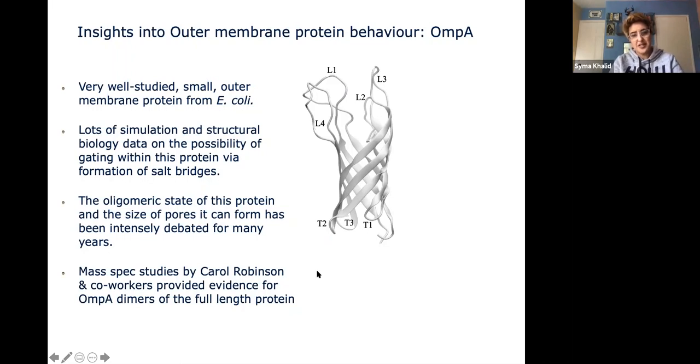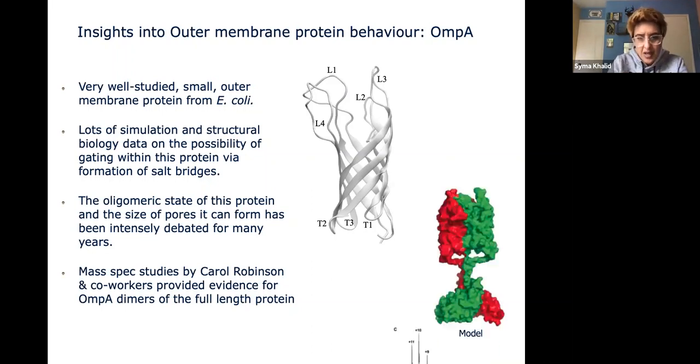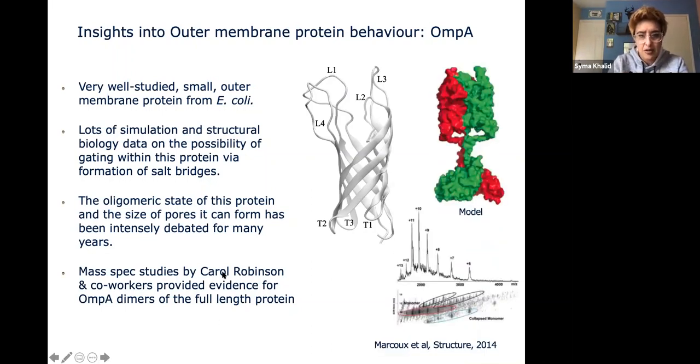It turns out that despite it being studied a lot, there is some controversy in the literature of what its oligomeric state is in vivo. Is it a monomer? Is it a dimer? And indeed, there are still arguments out there for higher oligomers. Our collaborator at Oxford, Carol Robinson's group, did some mass spec studies, where they found evidence for dimers of the full-length protein. So here, I'm just showing you the bit that sits in the membrane.